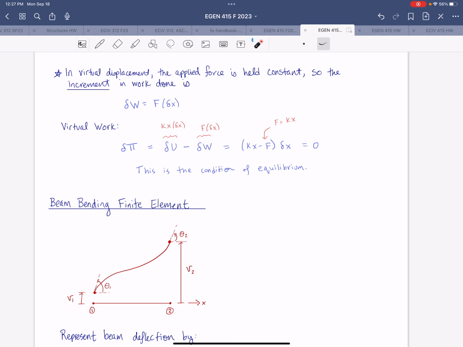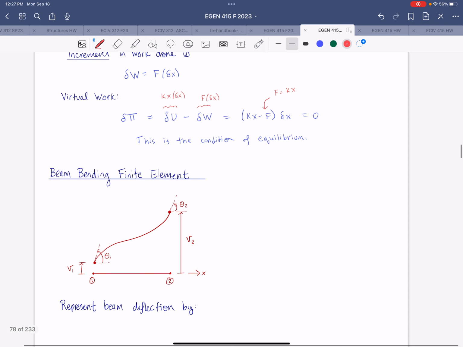All right, so now talking about finite elements in the context of beam bending. In general, our goal is to apply this virtual work principle to be able to relate the nodal deflections, so that would be your transverse displacements and rotations at your nodes. We want to relate those nodal deflections to the corresponding nodal forces. They're not shown here, but that would be your transverse forces at each node and moments at each node.